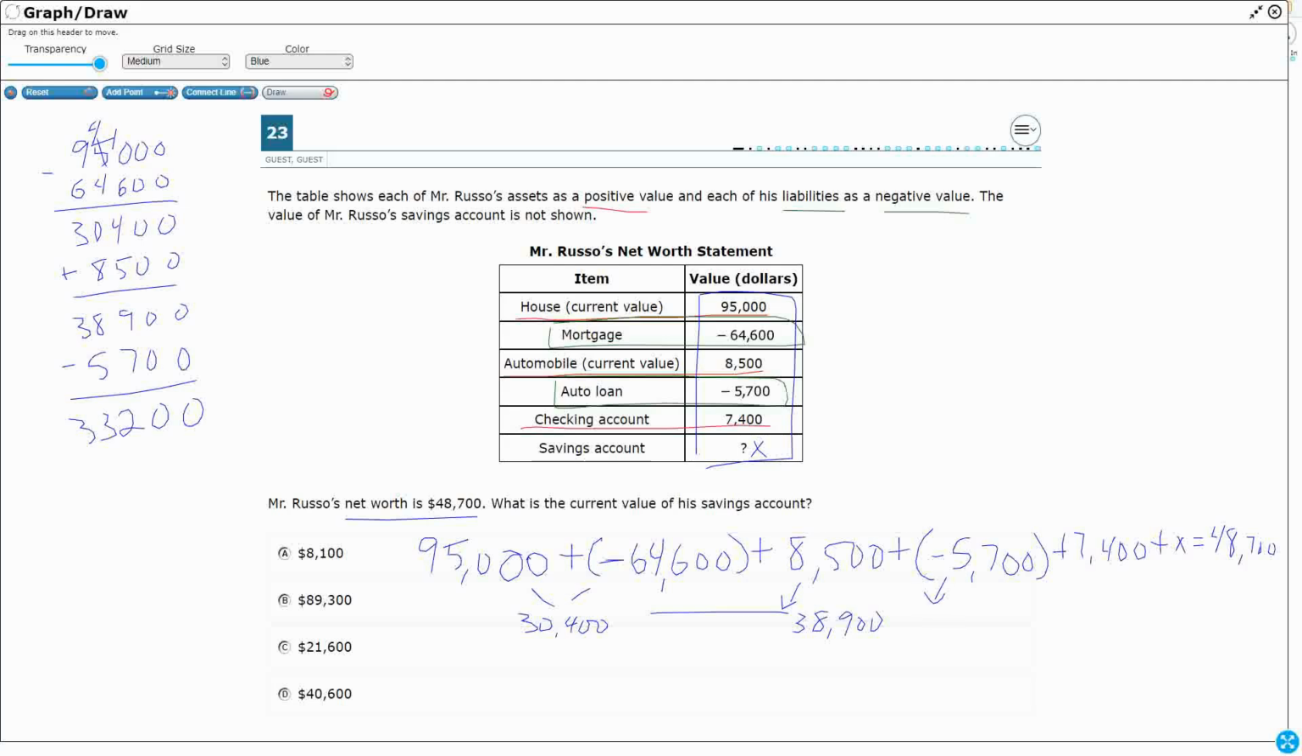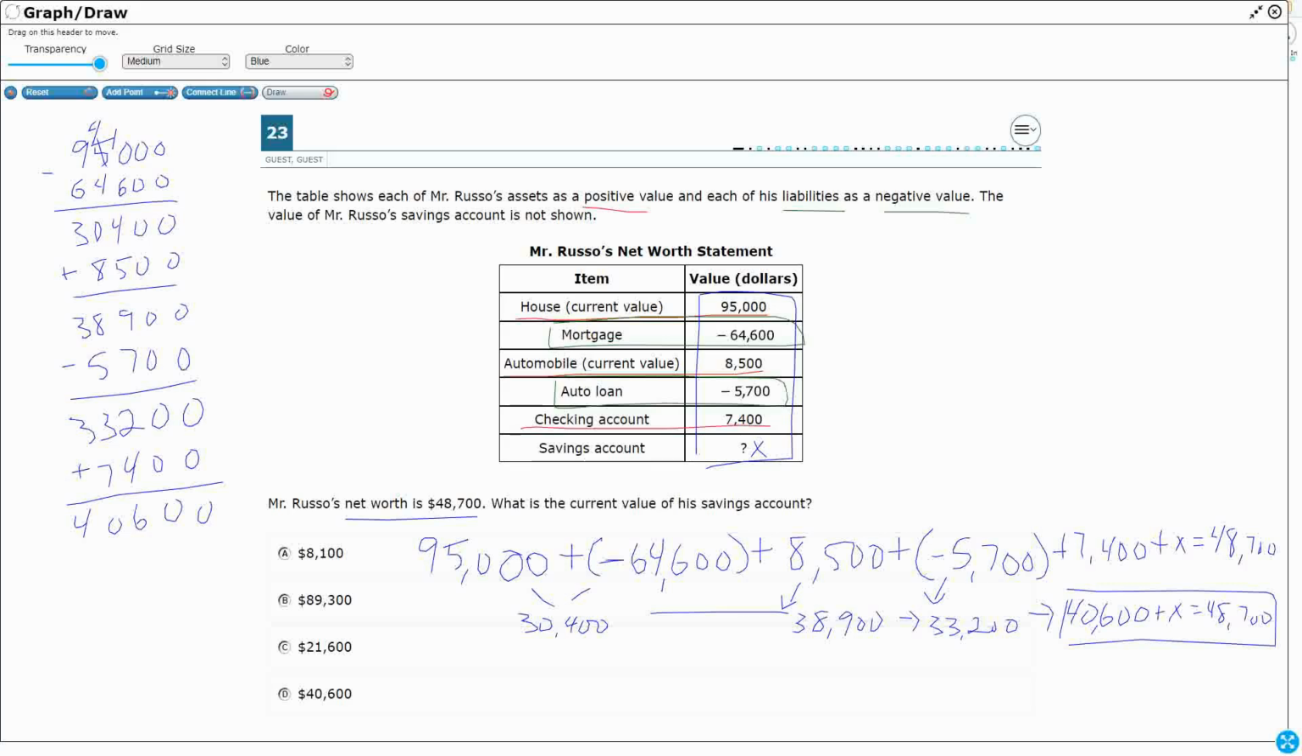Okay, so that's going to be 33,200. And then I need to add my 7,400. And that is going to be 6. That's 10. All right, so I'm looking at 40,600 plus X equals 48,700. So this is what I'm left with. 40,600 plus X equals 48,700, right?